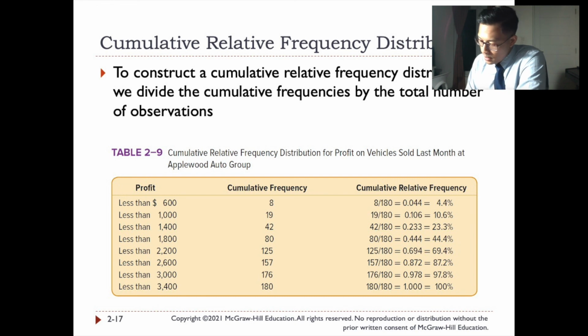Now again, as in the previous example, since you calculate frequency, and in this case cumulative frequency, you can always calculate cumulative relative frequency. How do you do that? Well, you just have to divide by the total number of observations, and in this case the total number of observations is 180. If you do it right, the last number in your cumulative relative frequency should be 100%.